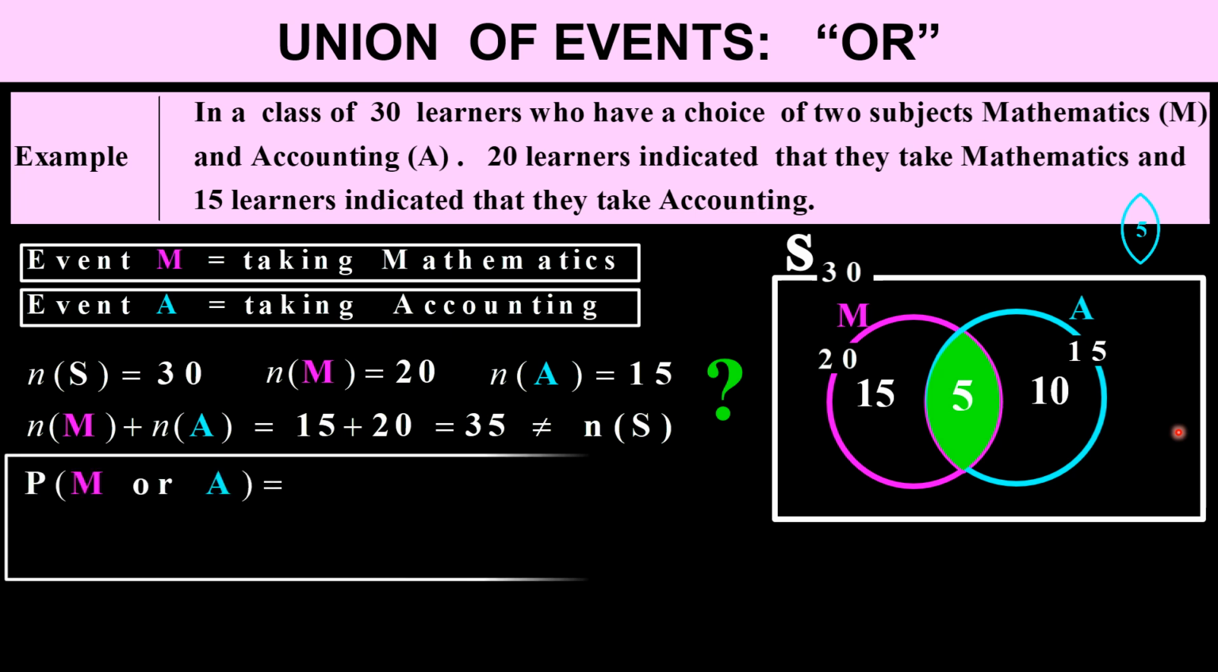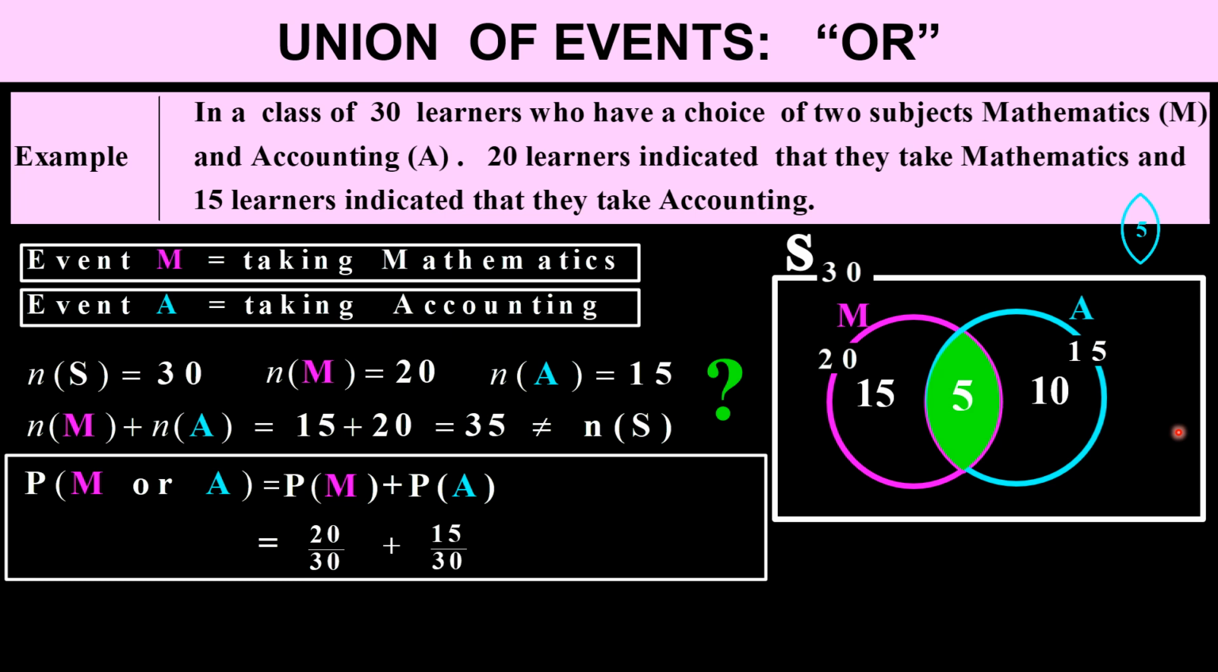Let's look at the probability now. We want the probability of taking mathematics or taking accounting. So the probability of taking mathematics, we add to the probability of taking accounting. That's 20 over 30, and there are 15 learners taking accounting, so it's 15 over 30. But we've got an overlap, so we need to remove that portion. We remove 5, so it's 5 over 30. If we balance this out, 20 plus 15 minus 5 gives me 30, and 30 over 30 is exactly 1.